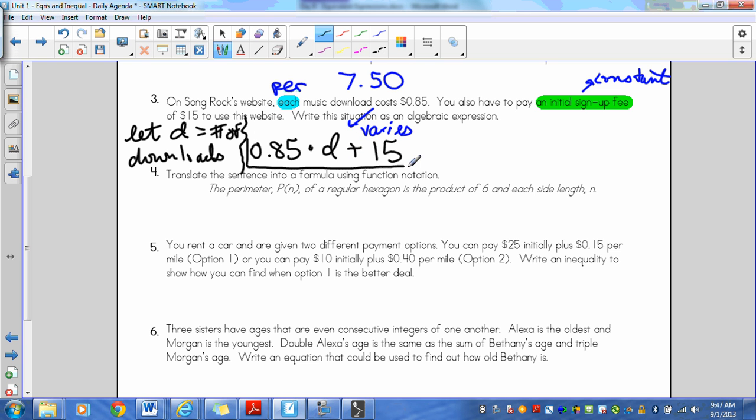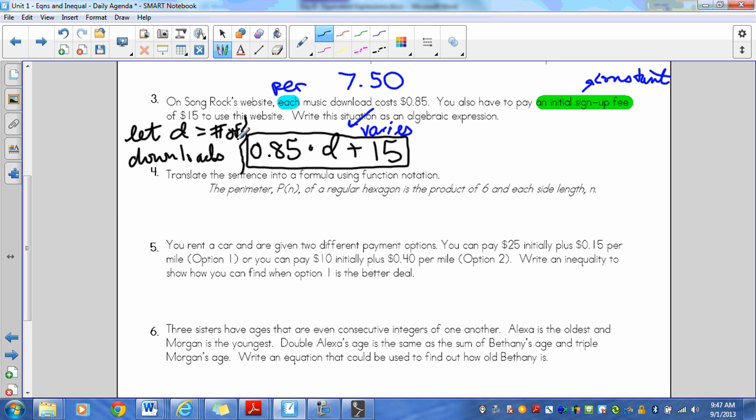This is an expression that you could use to find the cost of using the website. If you buy 0 downloads, you still have to pay that $15. It's just $15. One download would be 85 cents times 1 plus 15. So it would cost you $15.85, and so on.